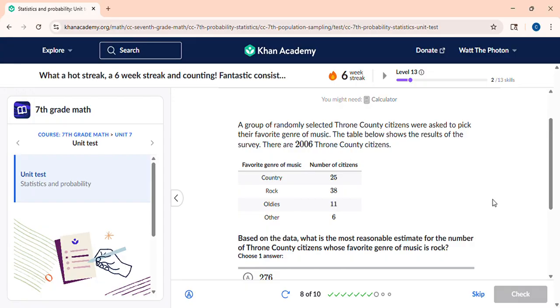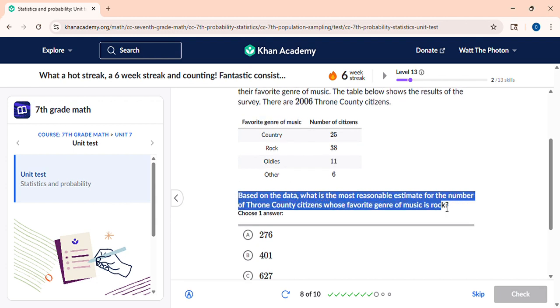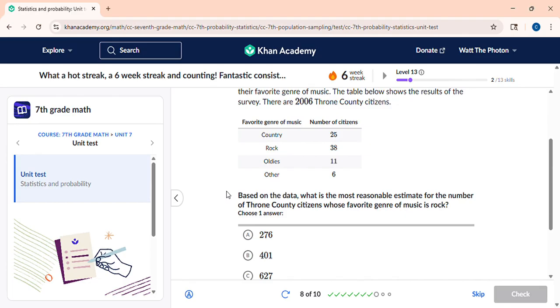A group is randomly selected. Throne country citizens were asked to pick their favorite genre of music. The table below shows the results of the survey. There are 2,006 Throne country citizens. Based on the data, what is the most reasonable estimate for the number of Throne country citizens whose favorite genre of music is rock?